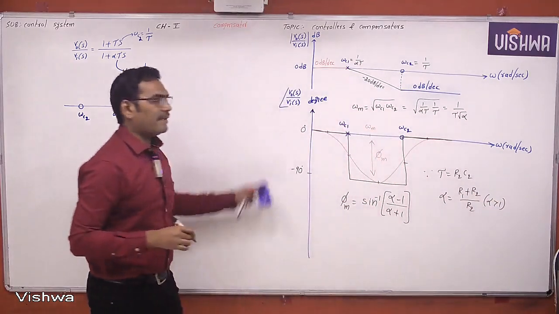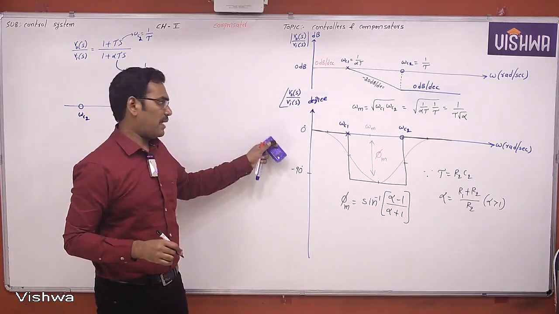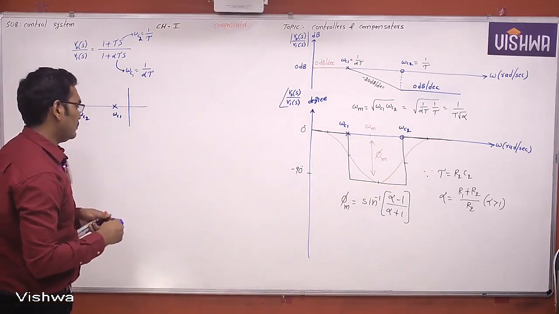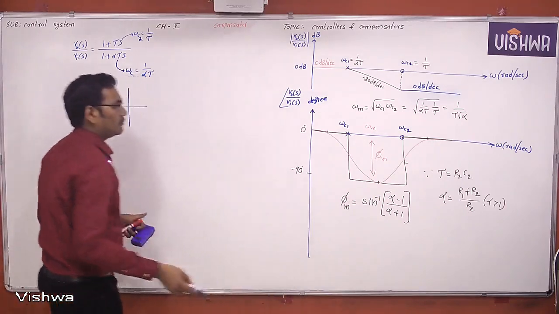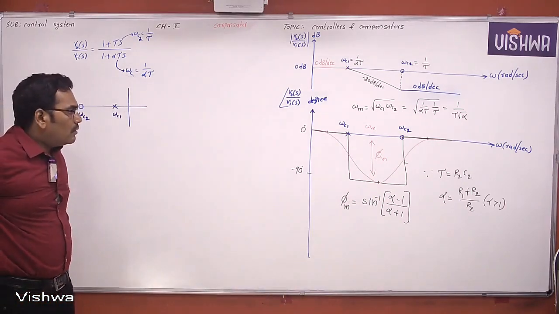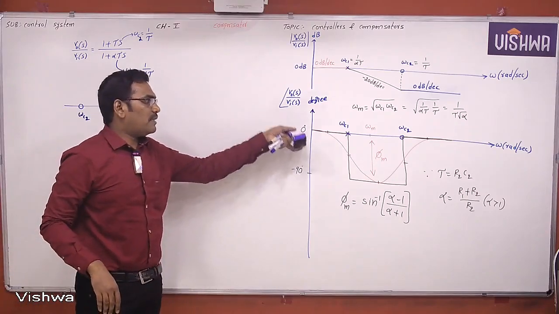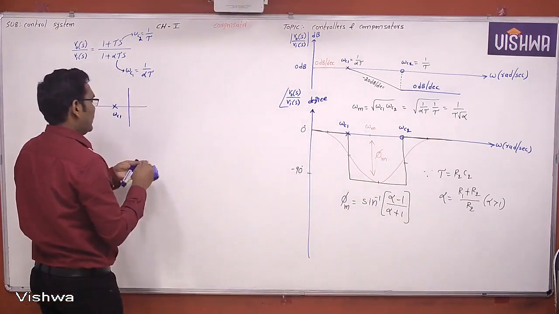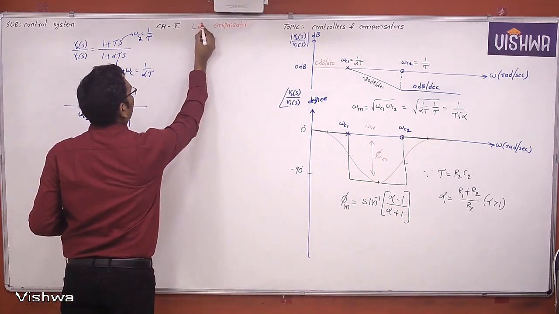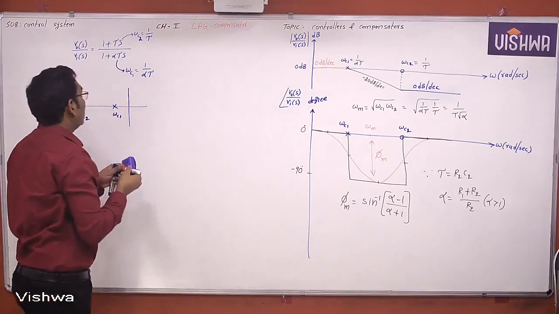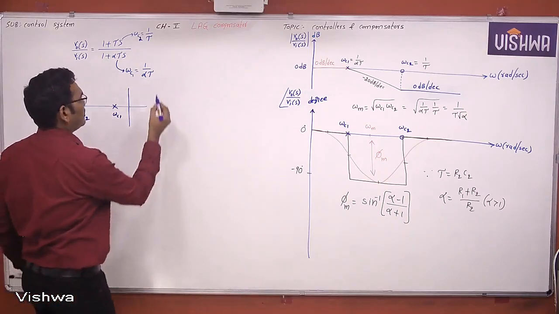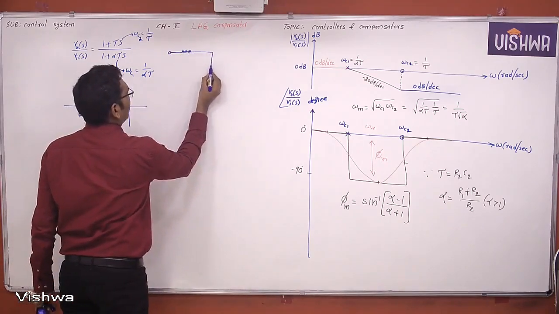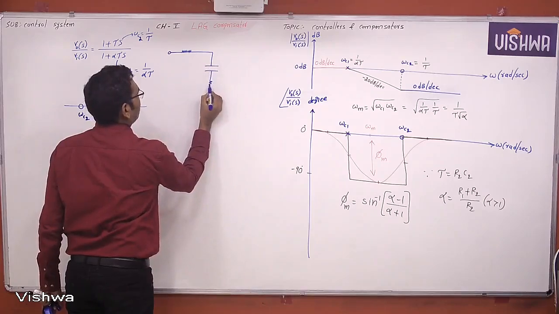This is the magnitude plot and this is the phase plot, phase in terms of degrees versus frequency. Clear or not? This is about the magnitude plot and the phase plot. This is a lagging phase. Therefore, this compensator is said to be a lag compensator. The circuit which we are finding is nothing but a lag compensator.